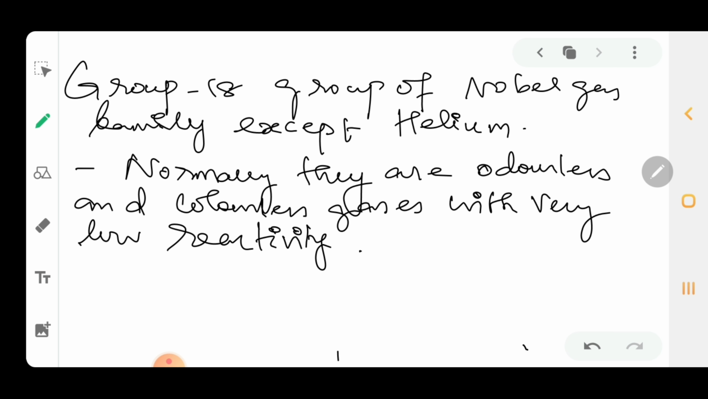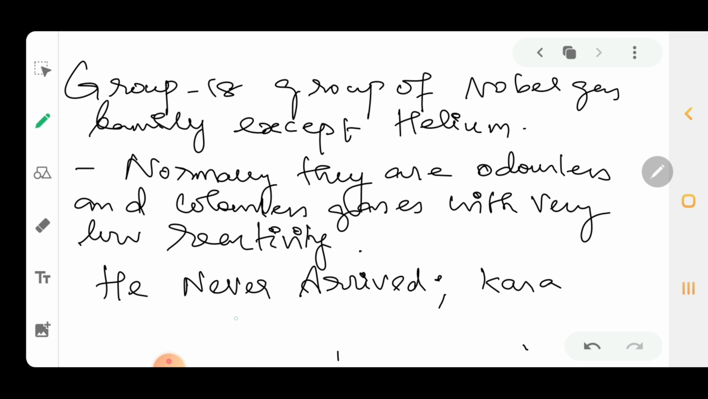Okay, so the mnemonic for this group is: He Ne Ar Kr Xe Rn. So again, this stands for helium, neon, argon, krypton, xenon, radon, etc.